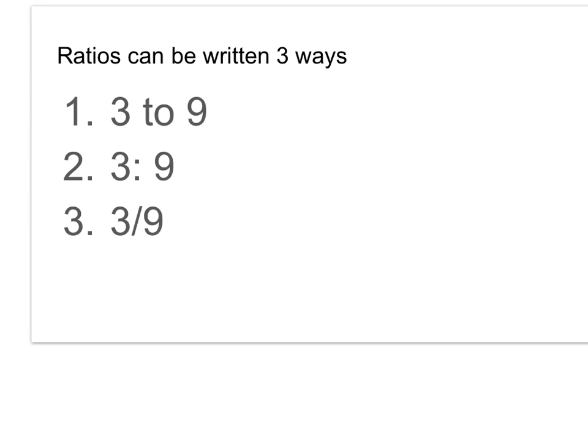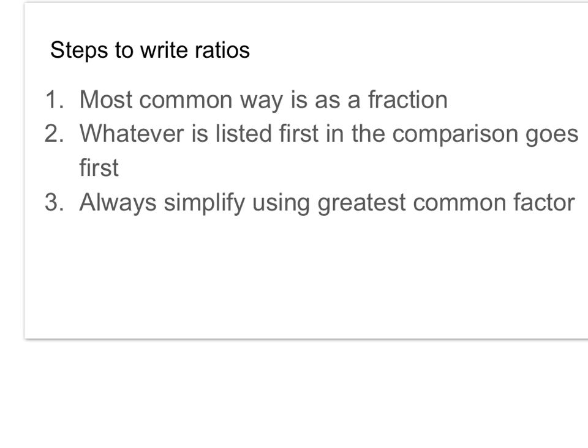If you remember from last year, a ratio can be written in 3 ways. The first example uses the word: 3 to 9. The second one can be written with a colon, those are the 2 dots, so 3:9. Or you can do it as a fraction, with a slash or a horizontal bar. The most common way is a fraction, and that's how we will be writing most of them. So writing ratios is pretty simple.